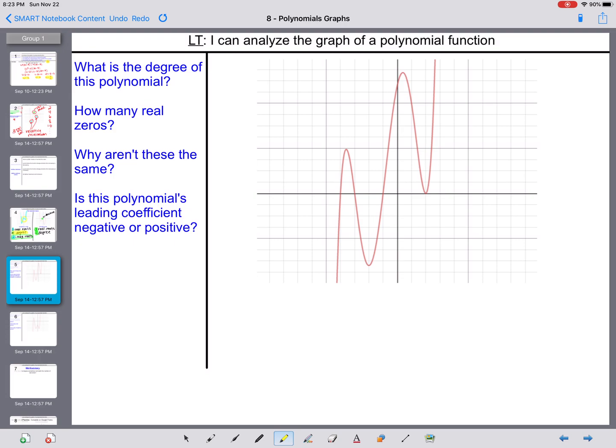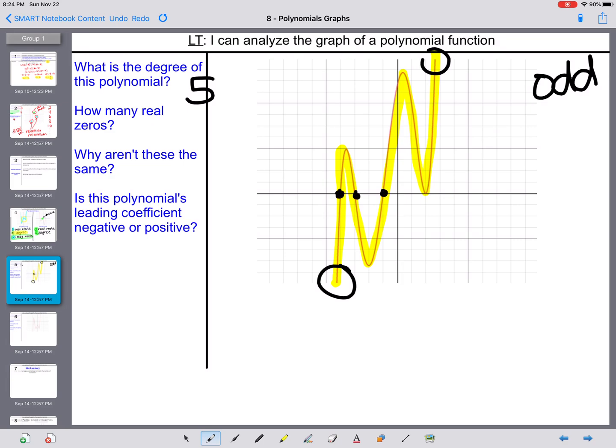So we'll do 1 or 2 examples together, and then we'll talk about it in the Google Meet. This one says, what is the degree of the polynomial? So I'm going to trace it again to find out. It's 1, 2, 3, 4, and 5. And now if you look at the fact that they end in opposite directions, that makes sense, right? This is an odd graph, so 5 makes sense. 5 is odd. How many real zeros are there? Well, there are 1, 2, 3, 4 real zeros.